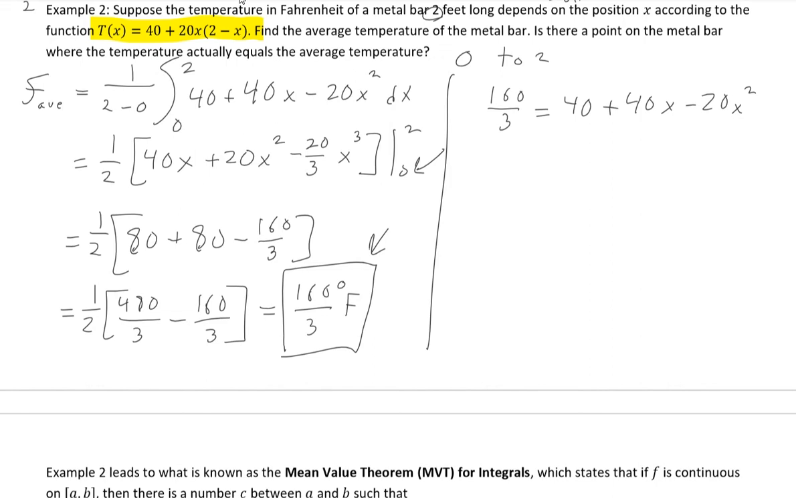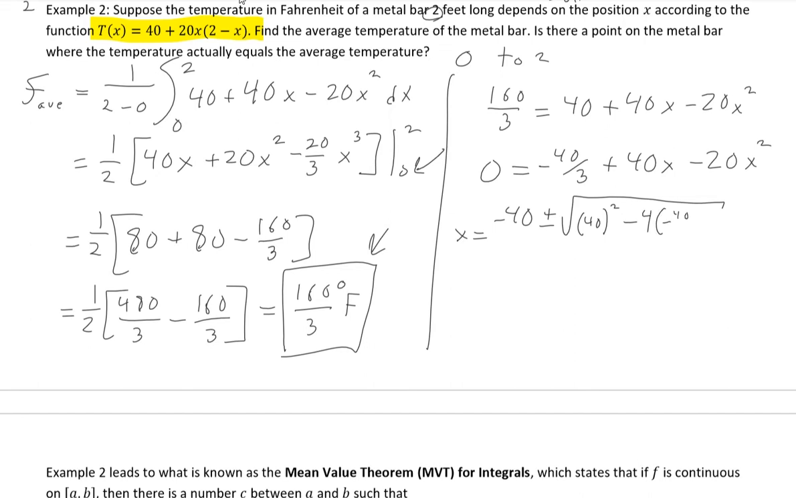We can subtract 160 divided by 3 over, so we get 0 equals 40 times 3 is 120. So if I subtract 160, I get negative 40/3 plus 40x minus 20x squared. That's a quadratic, and we can solve for that. We have x equals negative b, so negative 40, plus or minus the square root of b squared, so 40 squared, minus 4 times a, which is actually negative 20, times c, which is negative 40 over 3, all over 2a, which is negative 20.